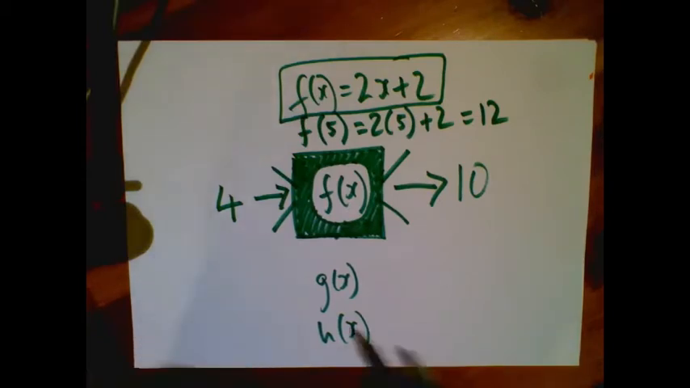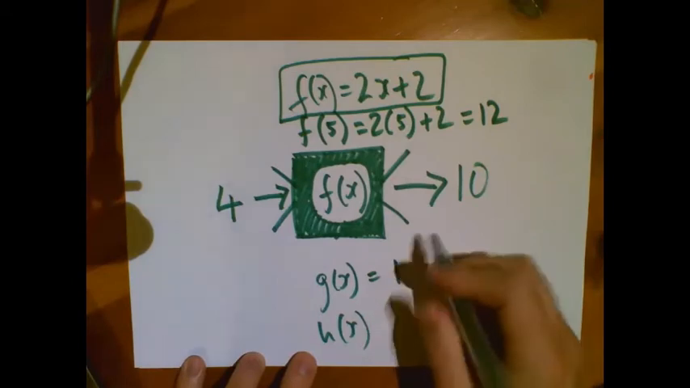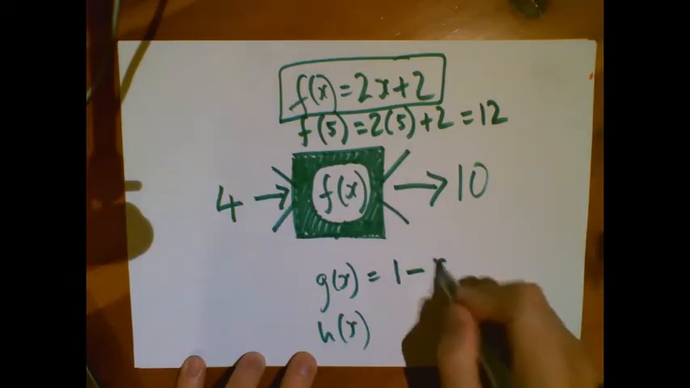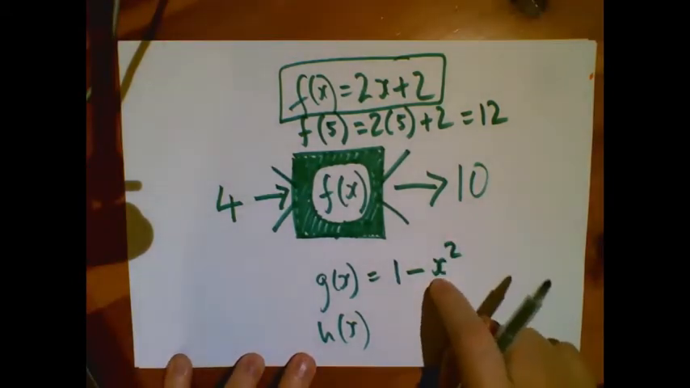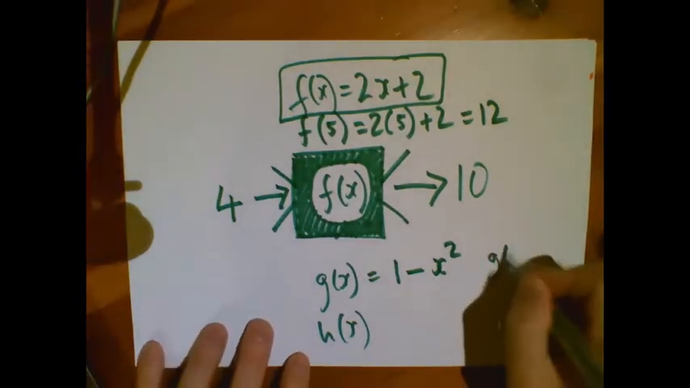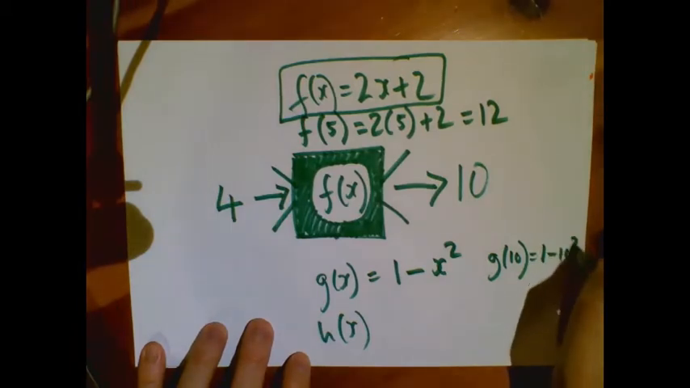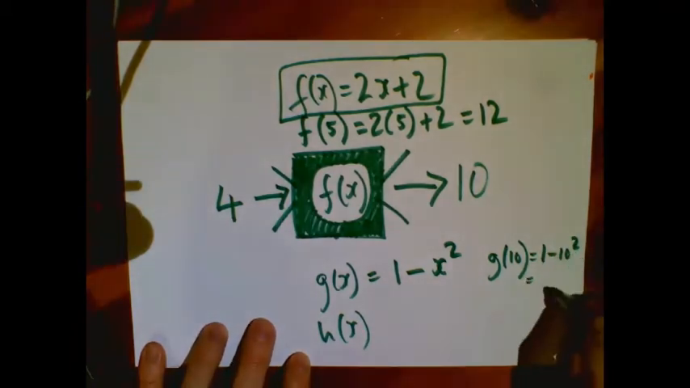And here you can have a function that's called f. You could have another one that's called g. This could be, you take whatever you put into the function g, and the number gets squared, and then you subtract that away from 1. So if you had g of 10, you would have 1 take away 10 squared, which would be 1 take away 100, which is minus 99.